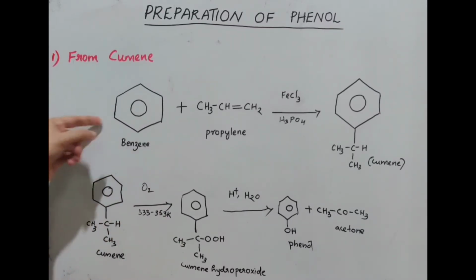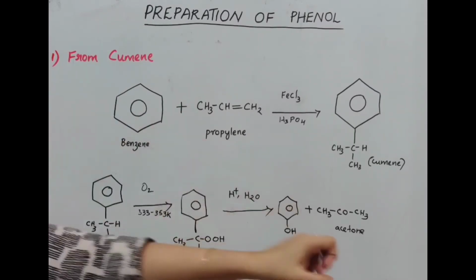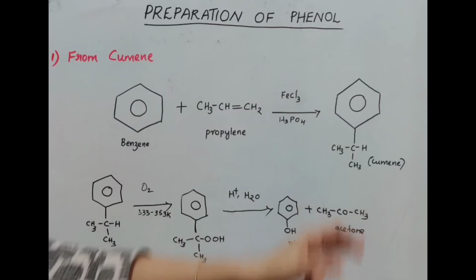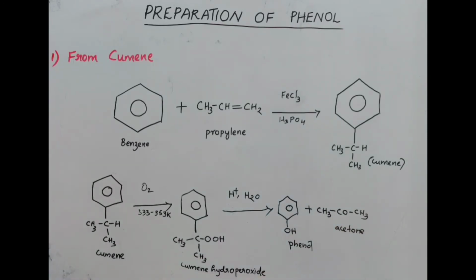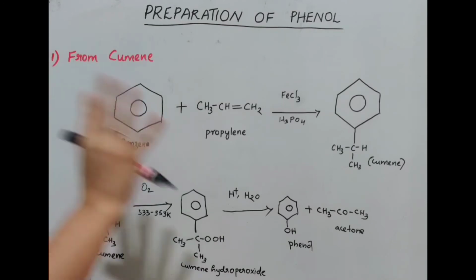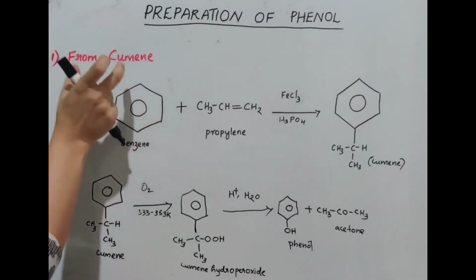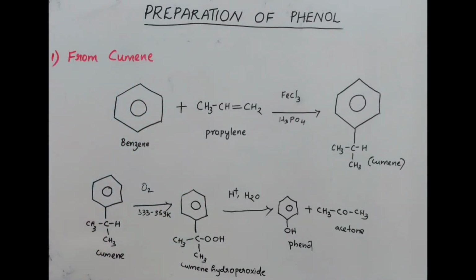This benzene is most commonly available in plenty. The success of this method is due to the availability of benzene and also the most valuable byproduct, acetone. This is the most widely used method for industrial purposes, synthesis from cumene, and 80% of the total world production of phenol is from cumene. Okay, all of you got it?